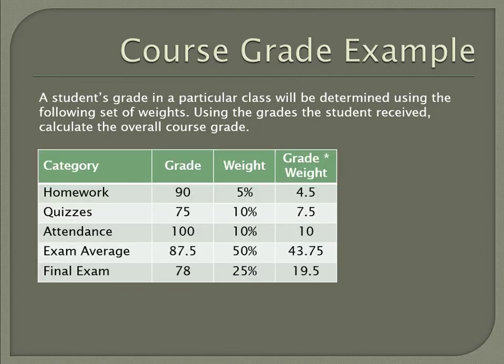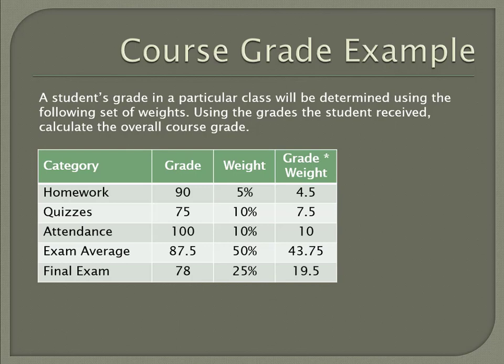Okay, so this student had some different categories here. The homework was worth 5% of the overall grade, the quizzes were worth 10%, the attendance worth 10%, the exam average worth 50%, and the final exam worth 25%. These weights need to add up to 100% to make sense with the course grade. Now, this particular student scored a 90 on the homework, 75 on the quizzes, 100 on the attendance, 87.5 on the exam average, and 78 on the final exam.